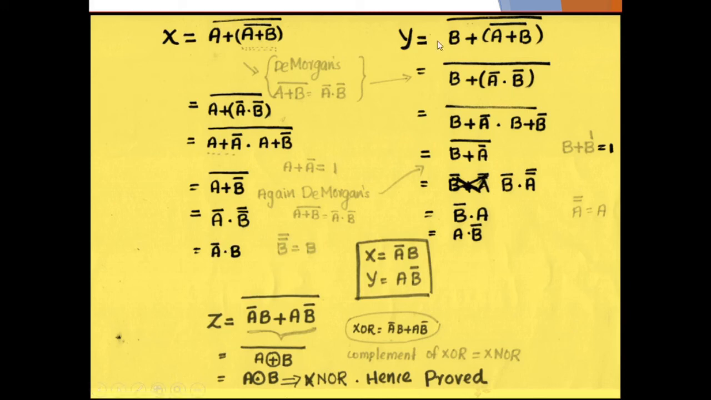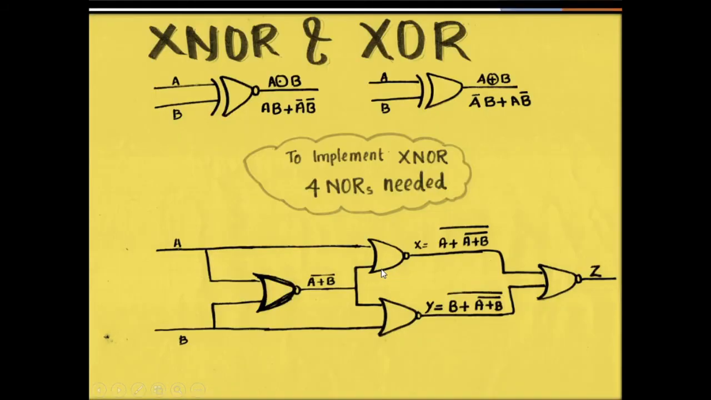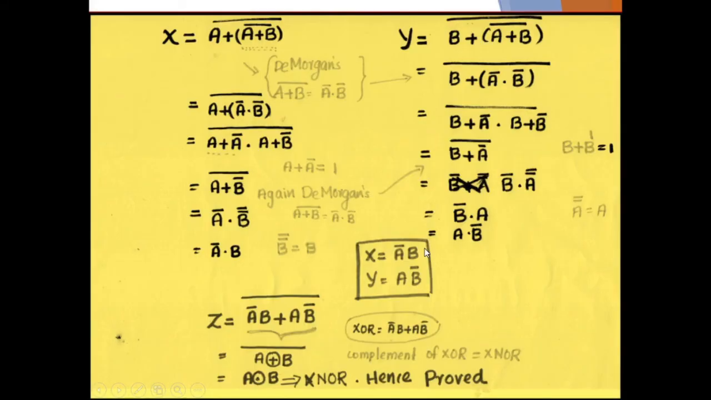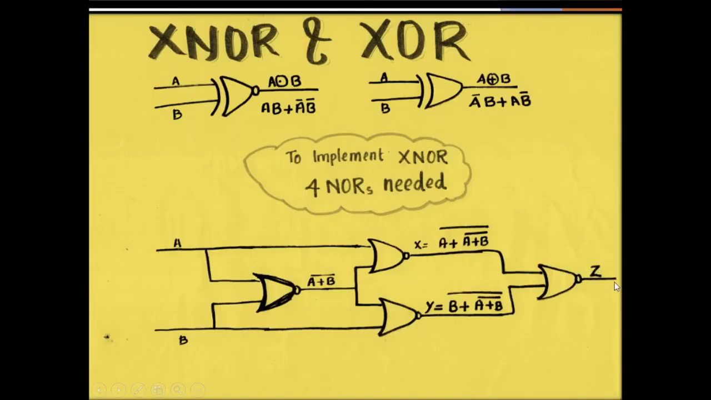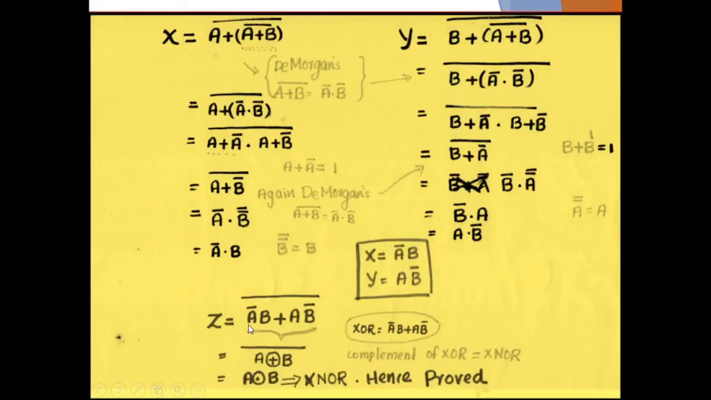Similarly, by following the same procedure, we will get y is equal to a dot b bar. That is, the two outputs of these two NOR gates are x is equal to a bar b and y is equal to a b bar. And what will be the output? Z is equal to x plus y whole bar. Here x is a bar b and y is a b bar. So Z is equal to a bar b plus a b bar the whole bar.